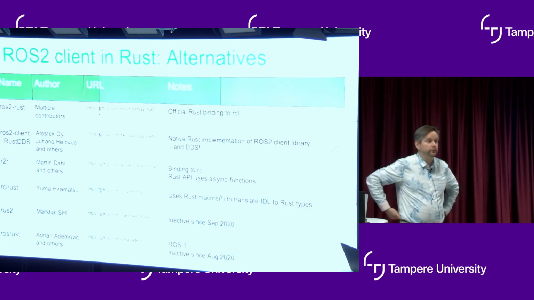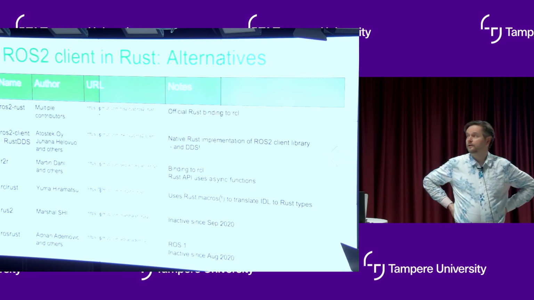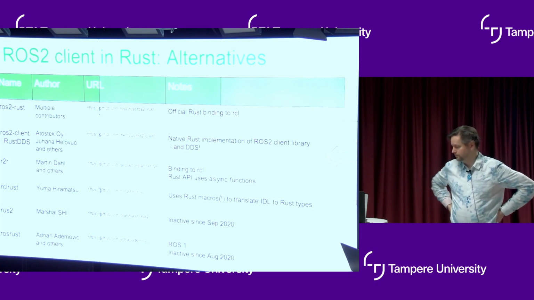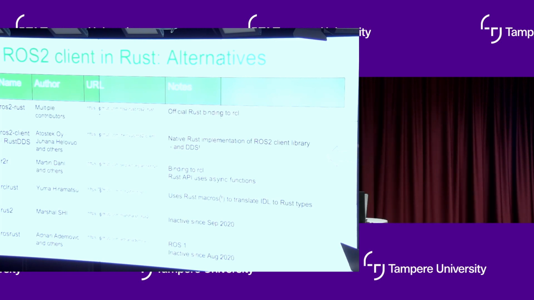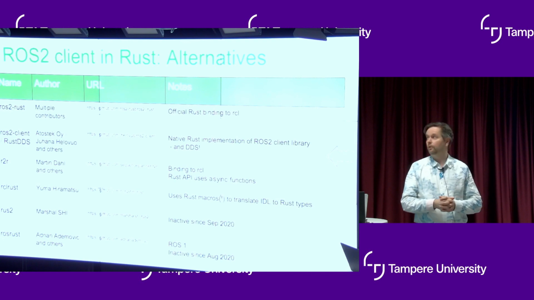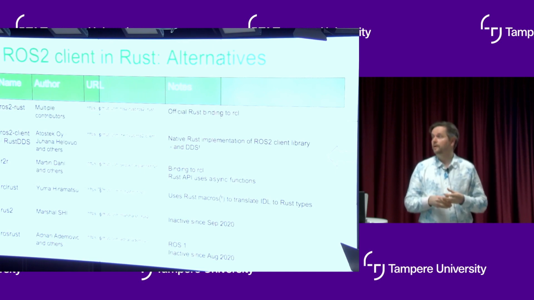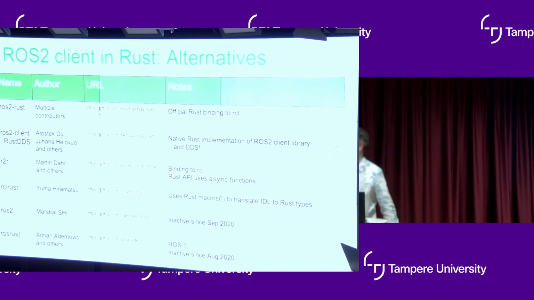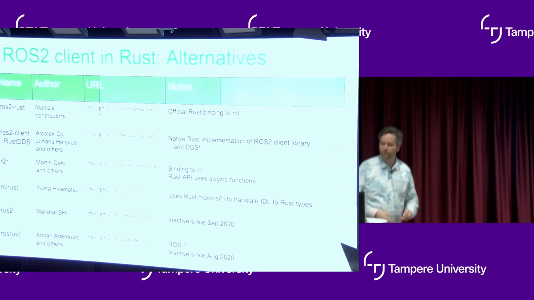Now, how to use ROS2, how to program your robots in Rust. There are several alternatives if you go Googling. This is what I came up with by searching through GitHub. So there's sort of the official ROS2 Rust binding, I would say. It's binding to RCL, which is the official ROS client library that's written in C. That's from the original authors. And then there's a thing we have cooked. It's made with Rust from the ground up, including the DDS implementation. And then there are these others which are also bindings to the original C language library.